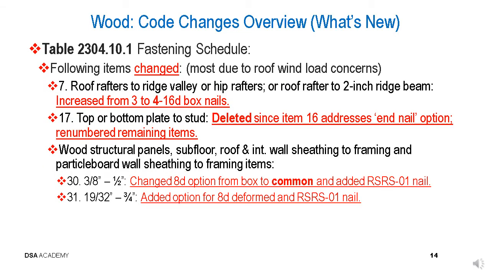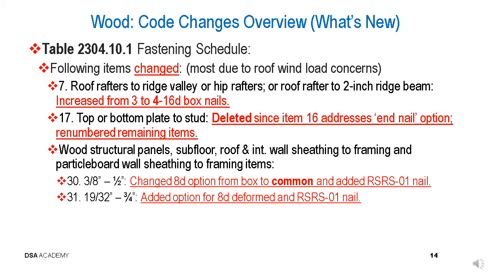The following changes occurred on the 2304.10 nailing schedule. Item 7 for rafters to ridges, hips, and valleys changed from 3 to 4 nails. Item 17 was deleted. It's the connection of the studs to the top and bottom plates. It had duplicate information as in item 16, so they removed it.